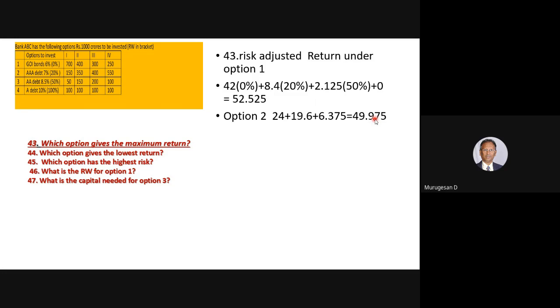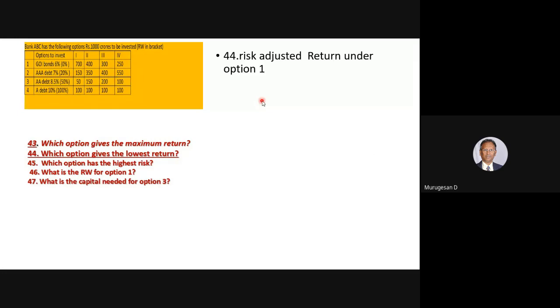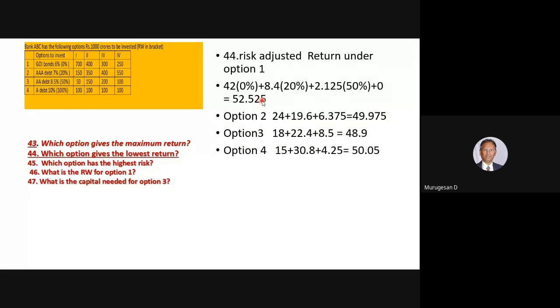Option 3, same way you have to calculate. 48.9 income. Option 4, you are getting 50.05. Now you can answer which is the best option. Option 1. Why is option 1 best? Because they are giving you more return. Understood? This is how you have to calculate. Agreed, boss? Option 1, option 2.